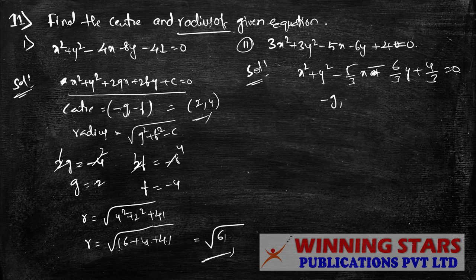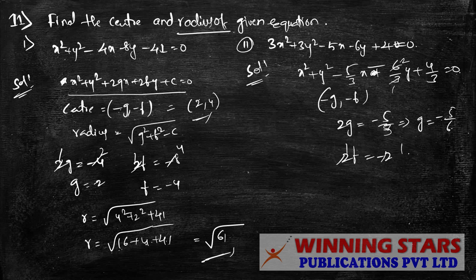The center we have to find is minus g comma minus f. Here 2g is equal to minus 5 by 3, so g is equal to minus 5 by 6. After that, 2f is equal to minus 2, the 2 cancels, and we get f is equal to minus 1. Now the center will become 5 by 6 comma 1.